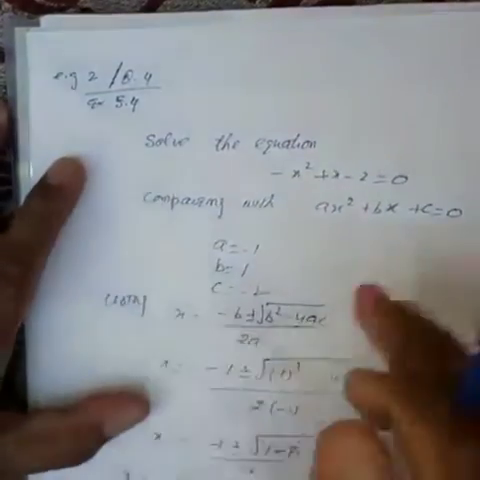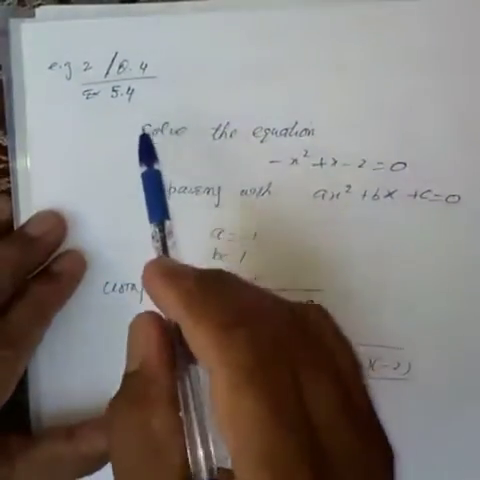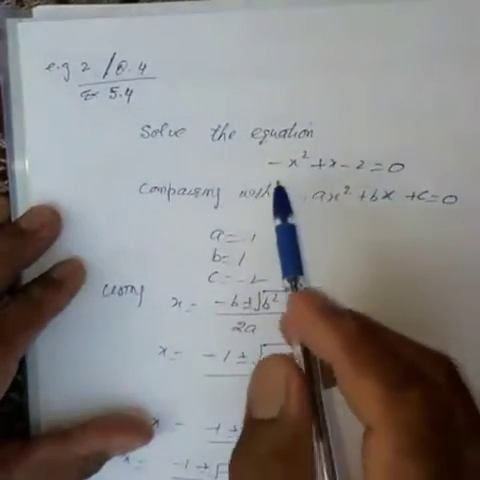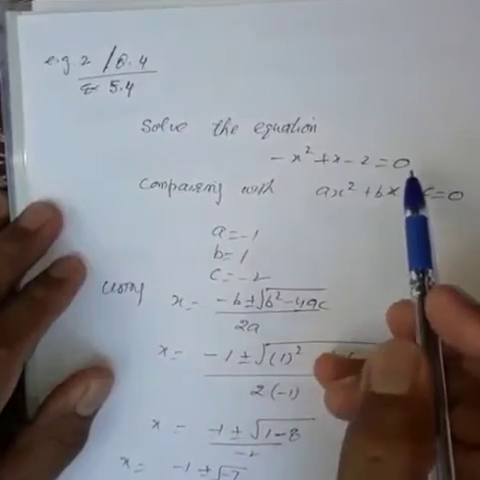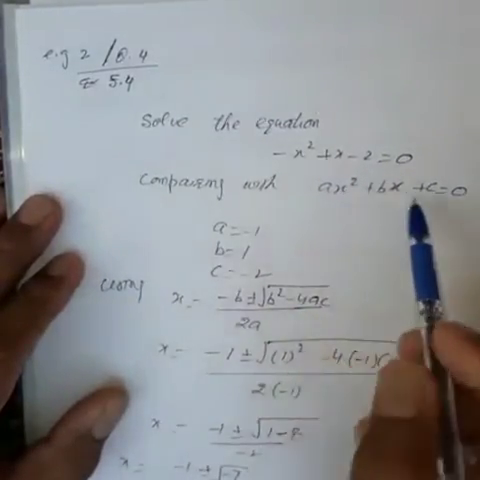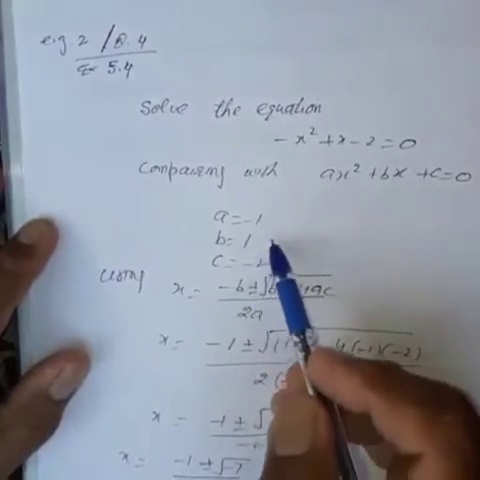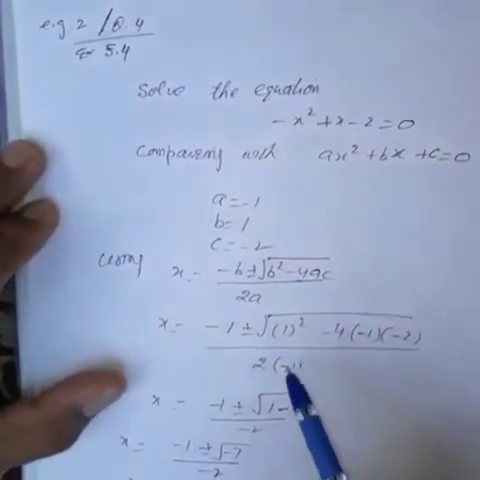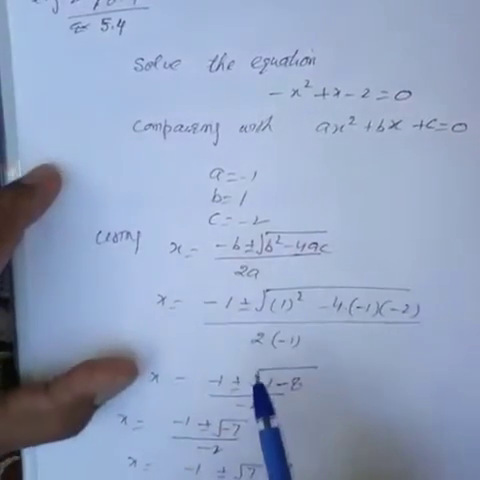Now you consider another question. It is question number 4 of exercise 5.4 NCERT. Solve the equation minus x square plus x minus 2 is equal to 0. Compare it with the standard equation. Find values of a, b, c: a is minus 1, b is 1 and c is minus 2. You put these values in this formula to calculate x.